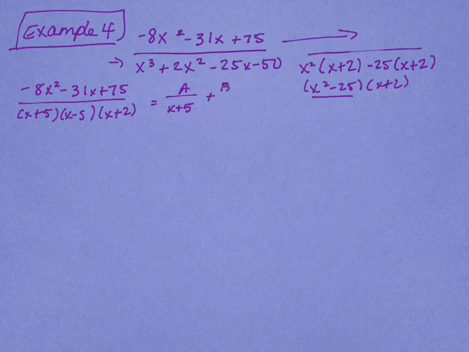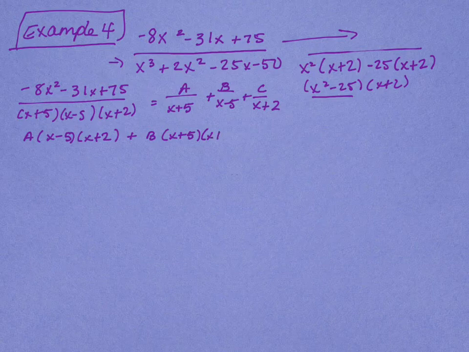So that's equal to a over x plus 5 plus b over x minus 5 plus c over x plus 2. All right, so now to get common denominators, a has to be multiplied by x minus 5 and x plus 2. And then b has to be multiplied by x plus 5 and x plus 2. And c has to be multiplied by x plus 5 and x minus 5.